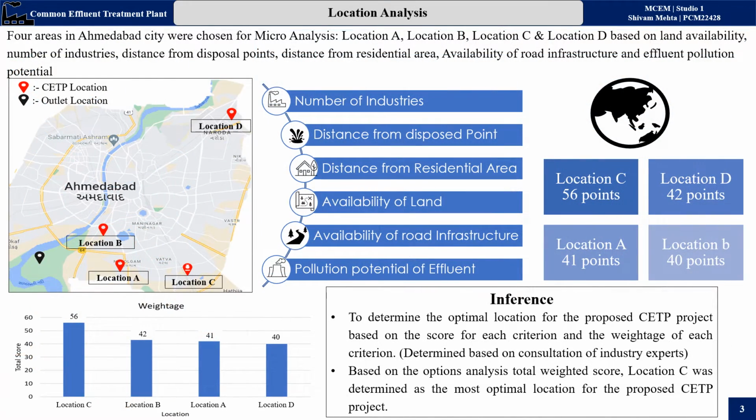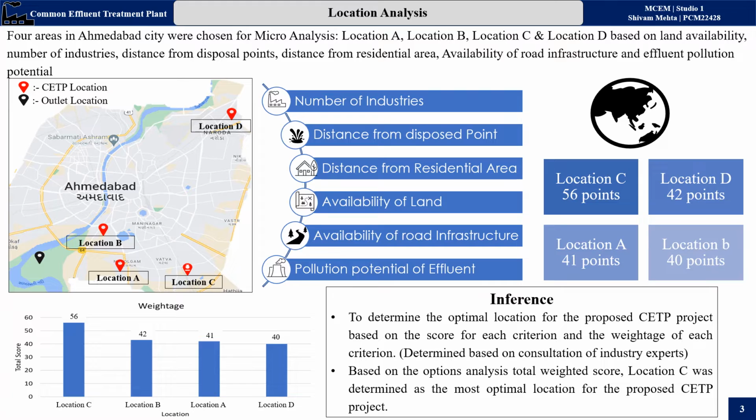So now we'll see location analysis. In location analysis, we have done micro analysis in Ahmedabad city for 4 locations: location A, location B, location C and location D, as shown in the figure. Based on these 4 locations, 6 criteria were finalized: number of industries, distance from disposal point, distance from residential areas, availability of land, availability of road infrastructure, and pollution potential of effluent.